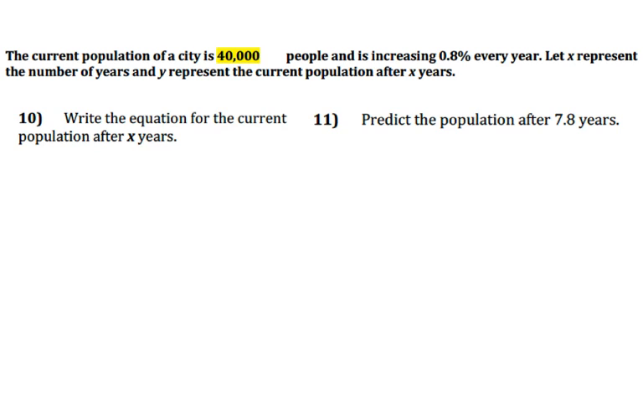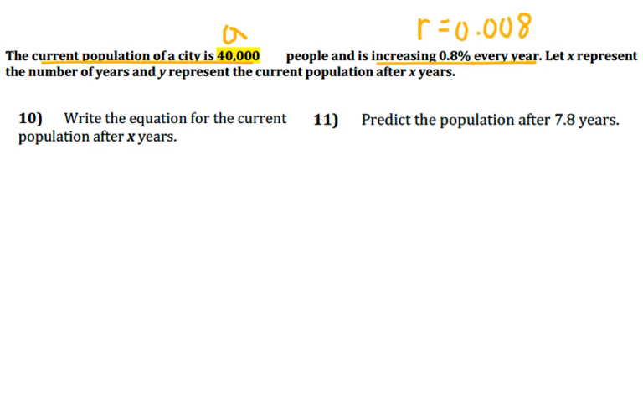So notice our current population of our city is 40,000. So this would be our initial amount, A. Then we're increasing 0.8% every year. So this is going to be our R. And written as a decimal, we're going to have 0.008. And then we're going to let x represent the number of years, so there's our time, and y would represent our current population after x years.